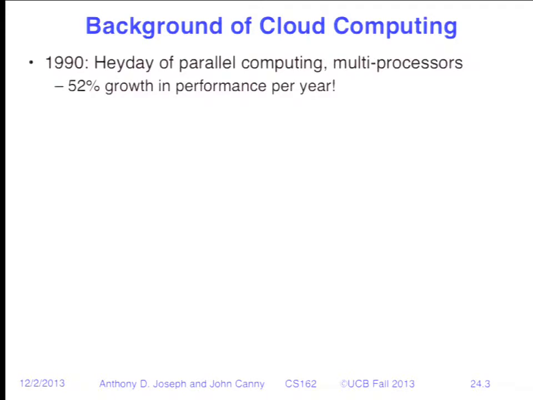So a little bit of background. The 1990s was really when everybody was working on parallel computing. So people were building multiprocessors, trying to put as many single core processors into a box as they could. And they typically got maybe 32 to 64 of these. But the amazing thing was that at the same time as they were putting lots of these processors into a single box, they were seeing 52% growth in performance per year.